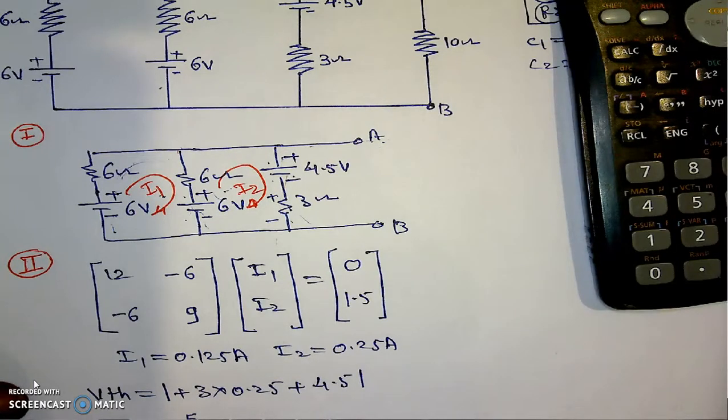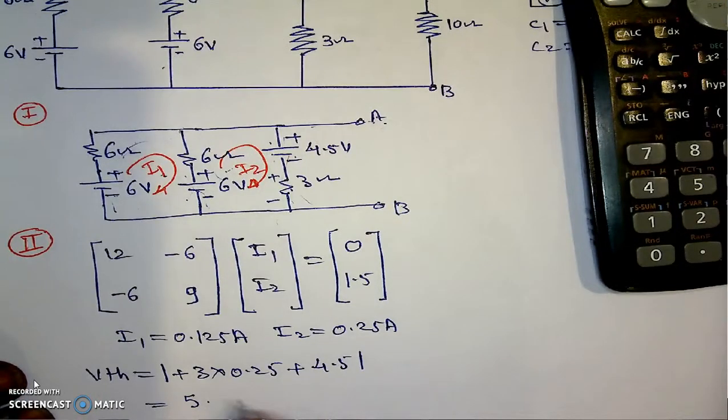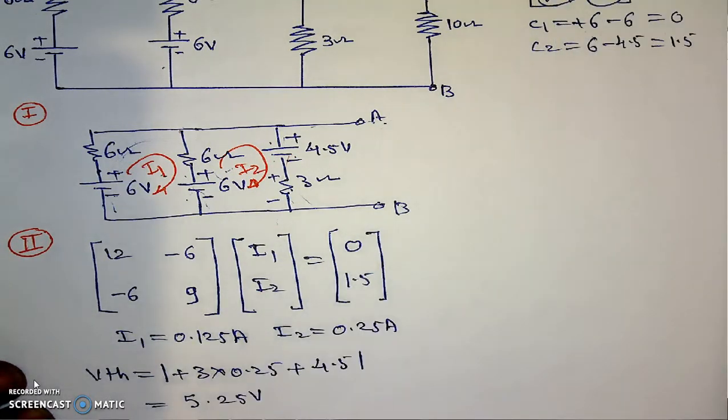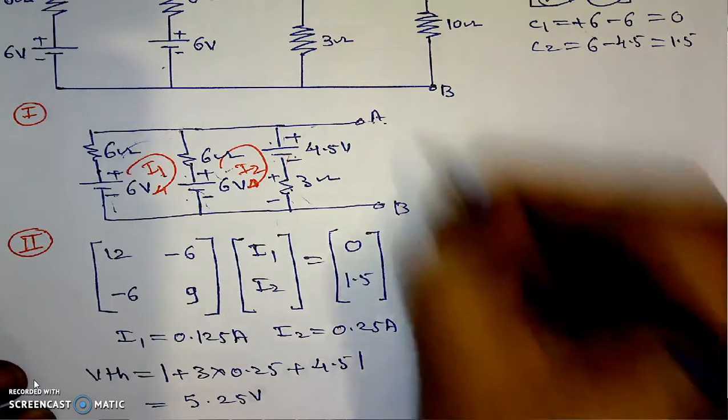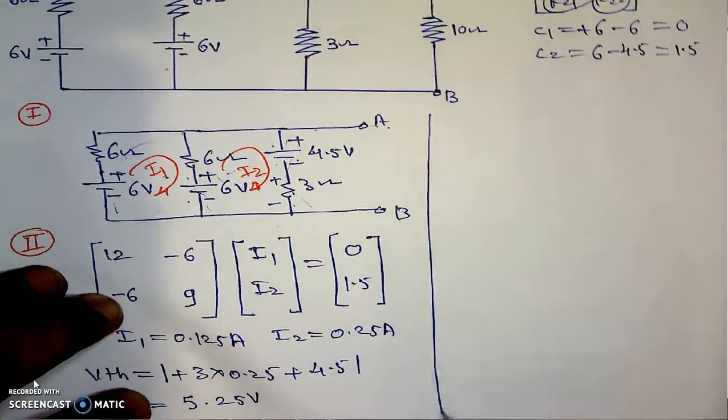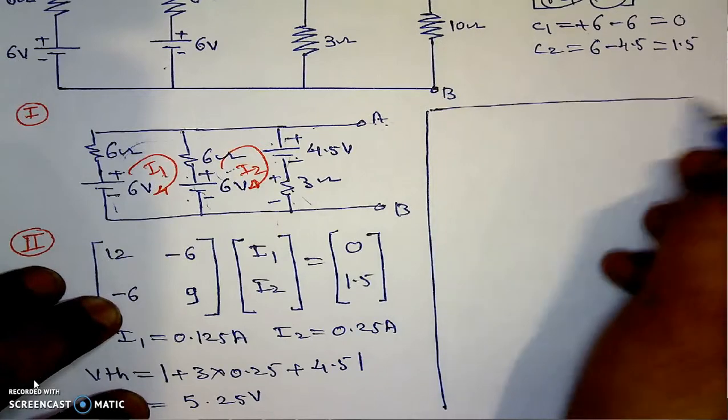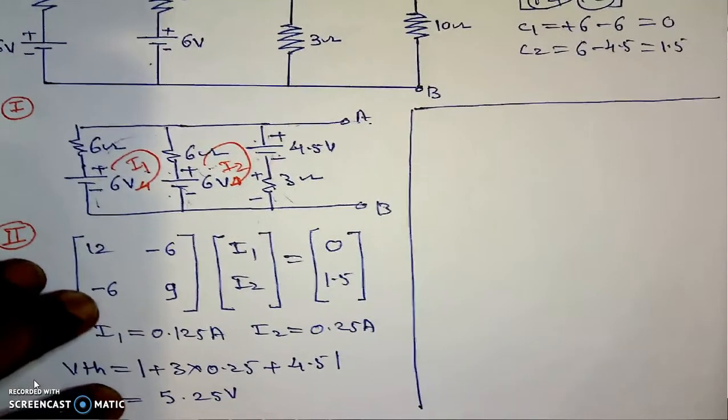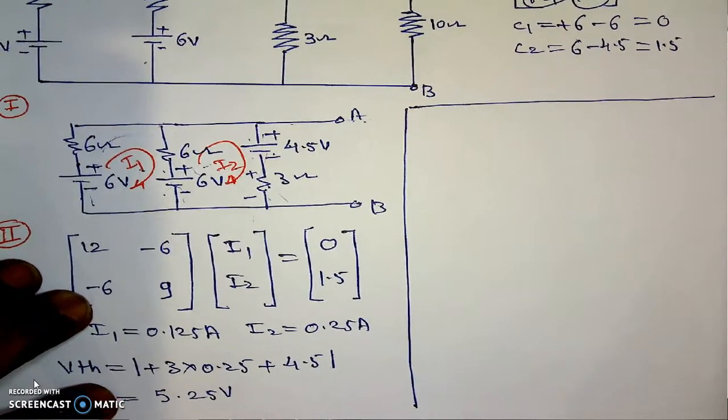5.25 volt is the value of the VTH. And if we know the value of the VTH, next we can find the value of the RTH, that is Thevenin's equivalent resistance.